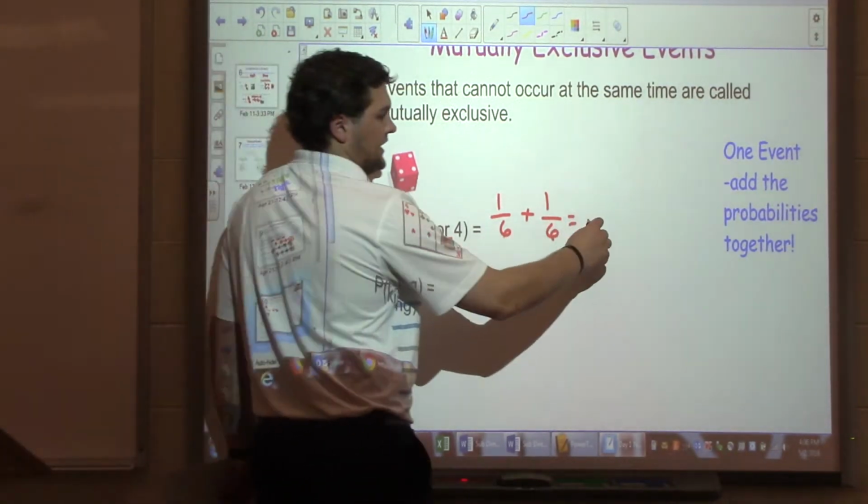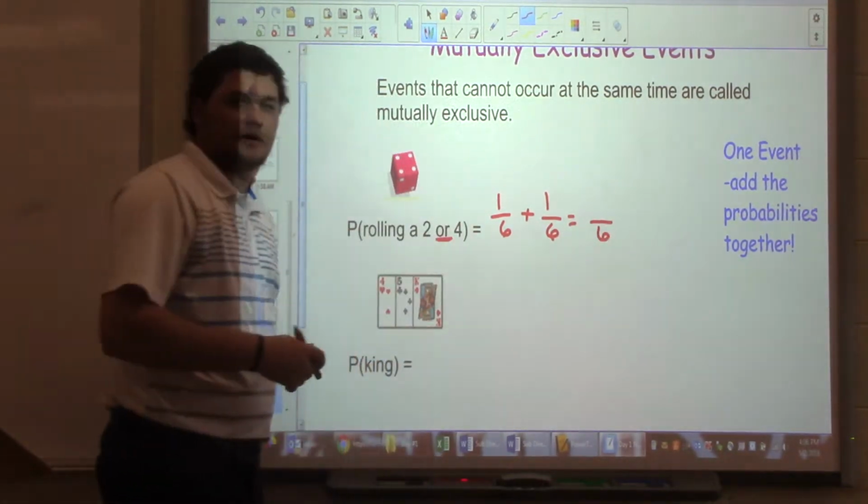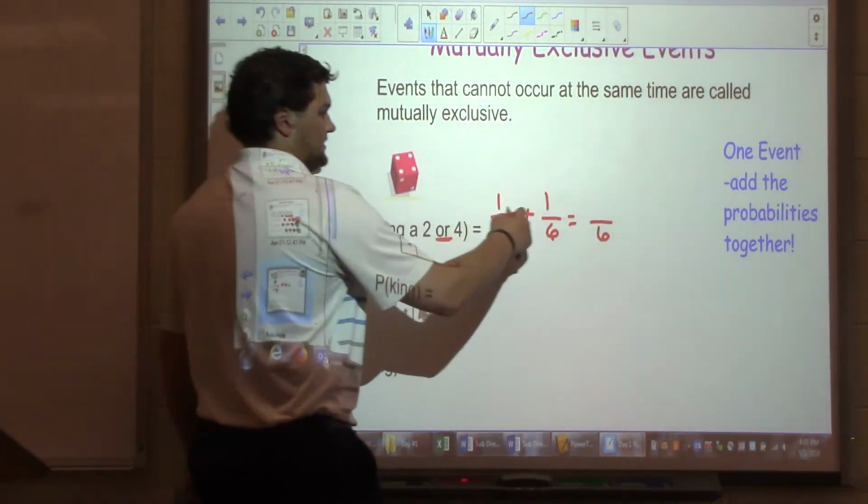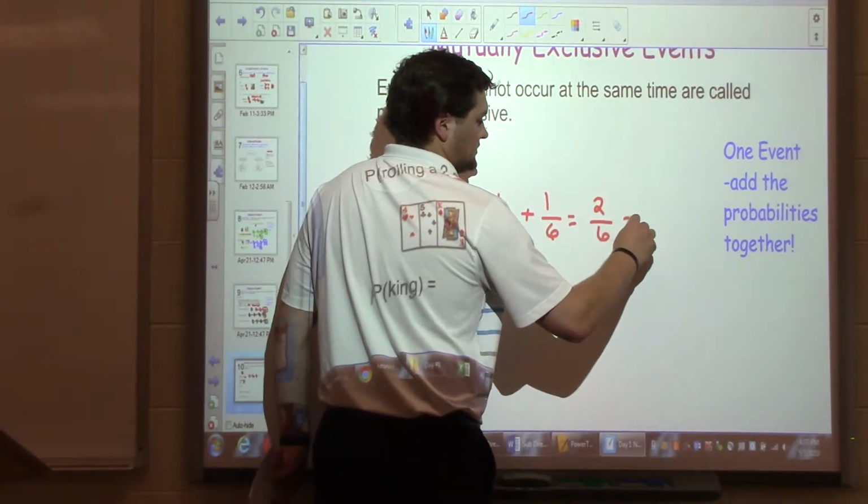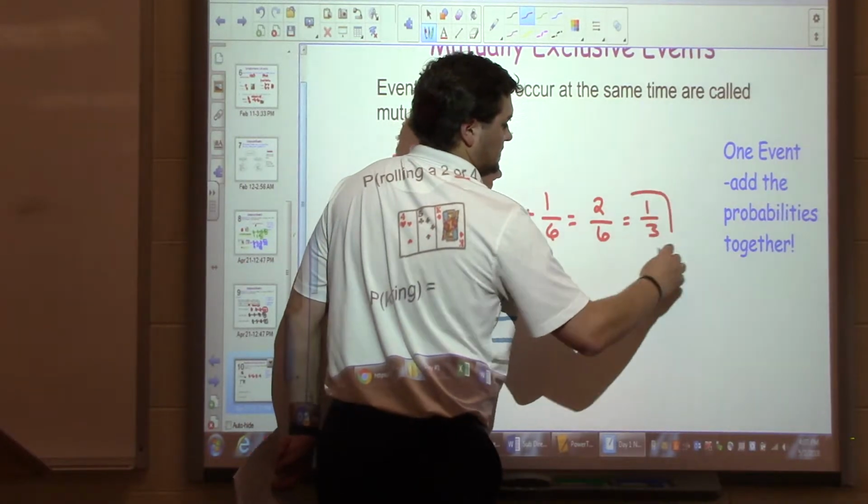Remember, when we're adding fractions, we need a like denominator, and it stays the same. We add the tops. 1 plus 1 is 2. So, reduce it down to 1/3.